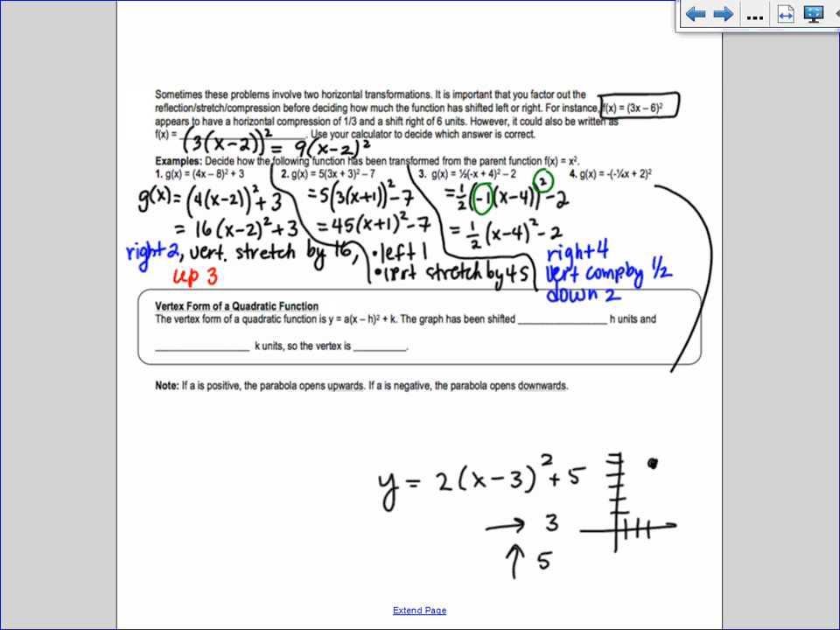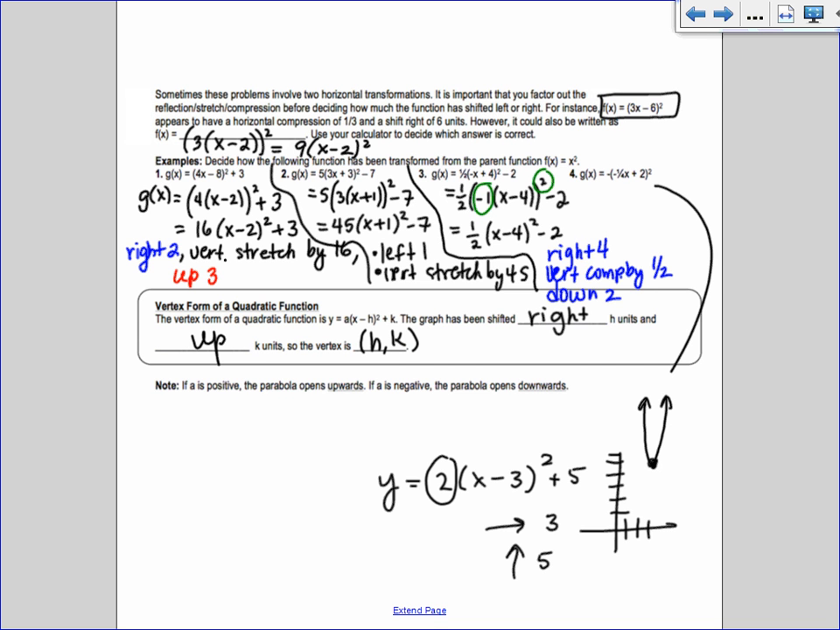And then the 2 is just telling me that it's skinny, right? It's a vertical stretch. So it's going to look like this. Okay, so that's why we call it vertex form, because you can easily tell that the vertex is at h comma k, because it's been shifted right h units and up k units.